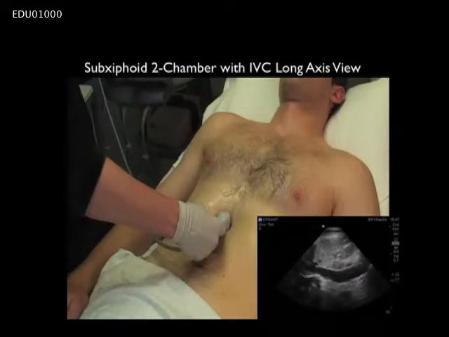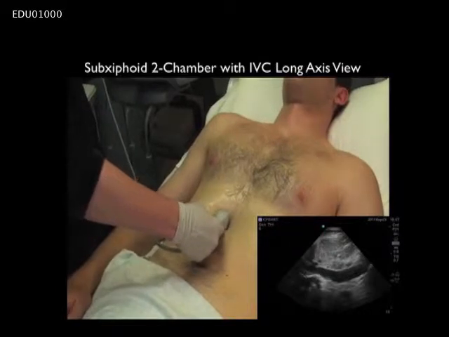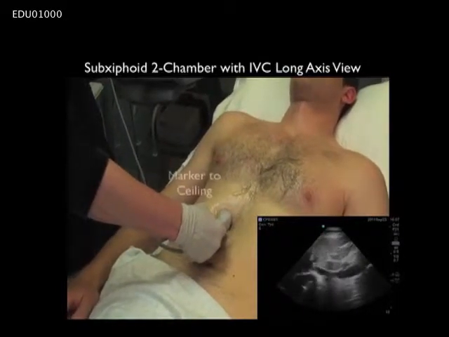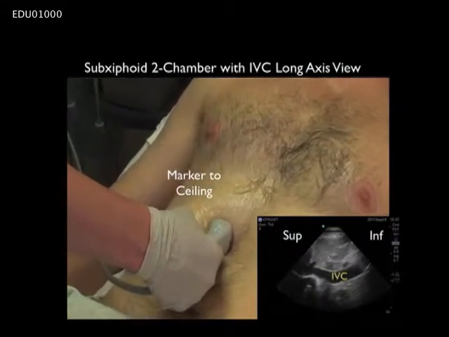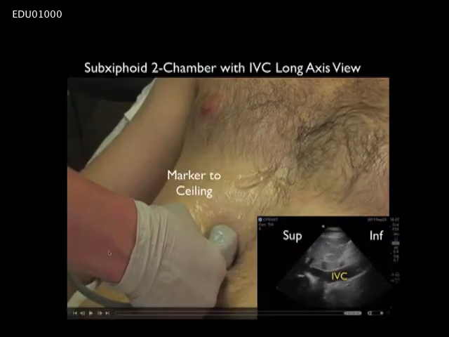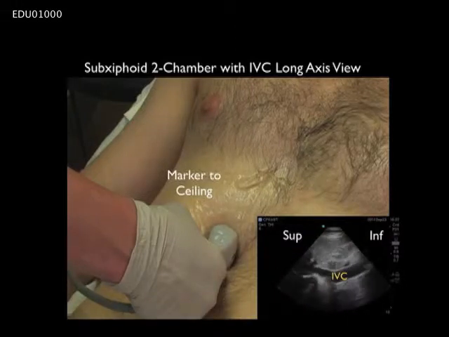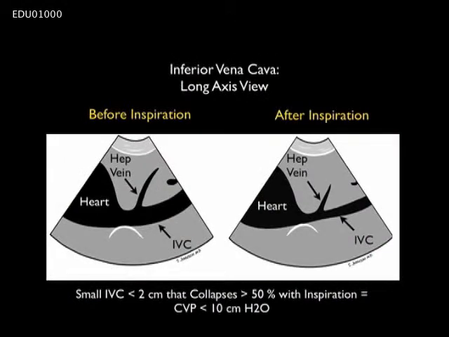The next step is to visualize the IVC in the long axis configuration to corroborate the findings on the short axis view. To do this, the probe is swiveled, with the IVC in sight from the short axis view with the marker dot oriented towards the patient's right, to the long axis plane with the probe in an up and down configuration and the marker oriented upwards towards the ceiling. In this way, the IVC will appear as a tubular structure running up and down the screen with the superior aspect towards the left and the inferior aspect towards the right of the screen. In this illustration, we see a long axis configuration of the IVC.